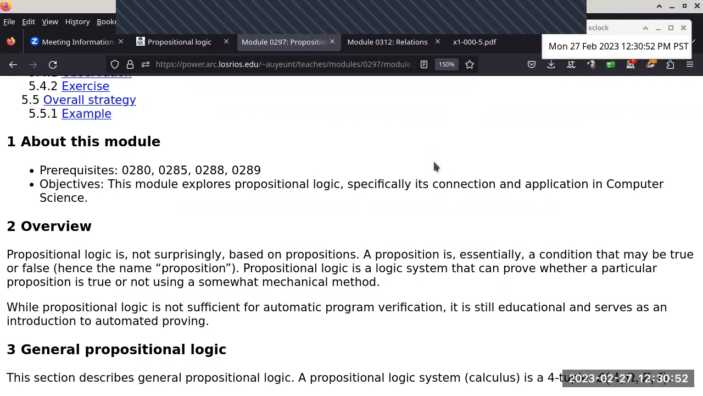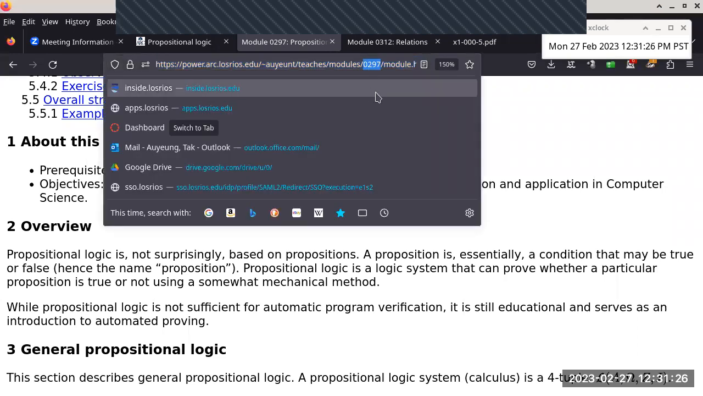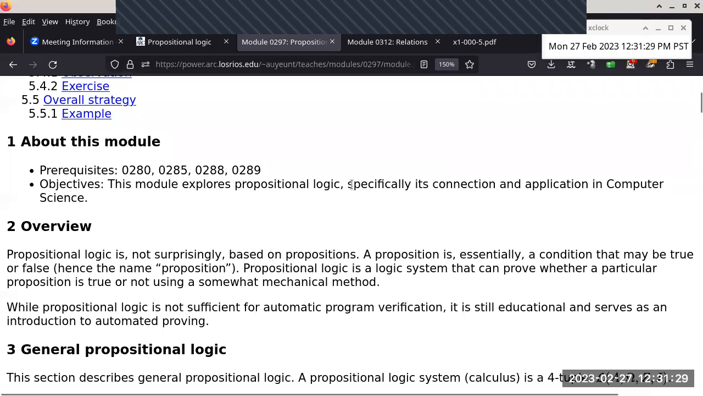The first thing is it has references to the other modules, 0280, 0285, and so on. That means if you come across some concepts in this particular module and you're not really sure you understand them, you can refer back to the other modules. These used to be hyperlinks, but I changed the tool I used to generate the HTML, so the hyperlinks don't work anymore, unfortunately. It doesn't mean it's hard to do. You can just change the URL to go to a specific module, which is relatively easy.